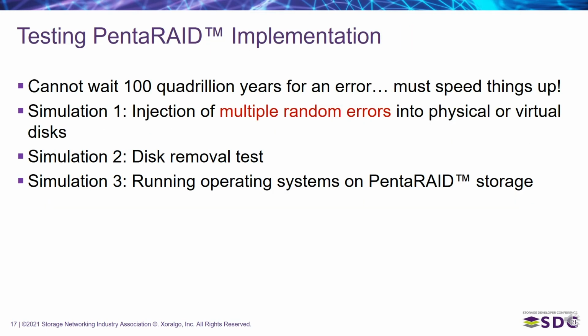Let's say a few words about testing PentaRAID implementation. Of course, we cannot wait 100 quadrillion years for an error. We must speed things up. We use the following simulation strategies. In simulation 1, we inject multiple random errors into physical or virtual disks. In simulation number 2, we perform a disk removal test. Simply a number of disks is removed from the system. In simulation 3, we run operating systems on PentaRAID storage with a variety of demands and applications.